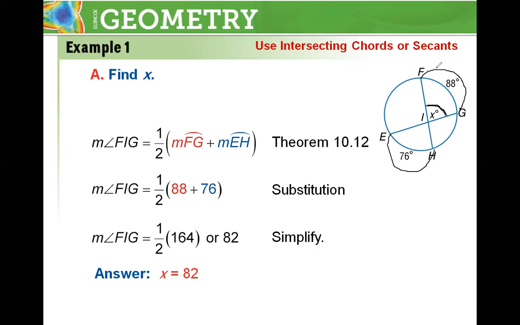So instead of FG, I write 88. Instead of EH, I write 76. I add them, I get 164. Multiplied by half, or divided by 2, you get 82. So this is the answer of the first problem. If you need to write or draw the problem quickly and write the steps, there is no problem.